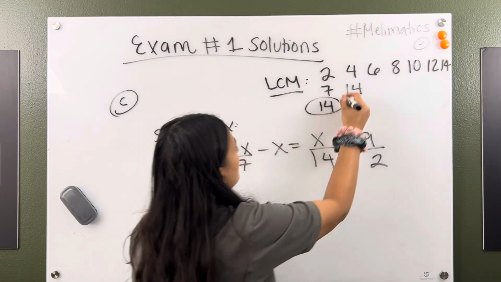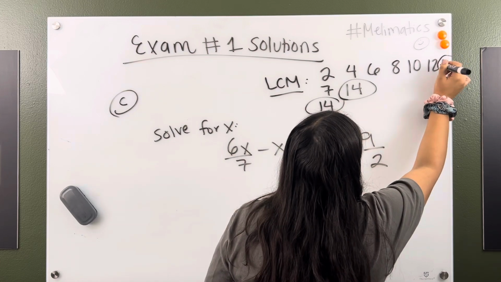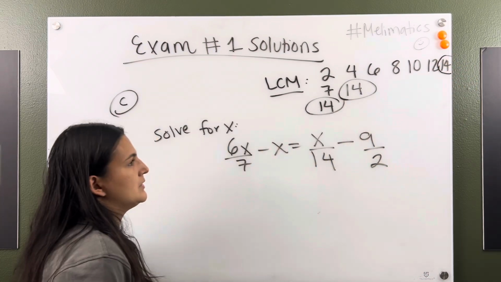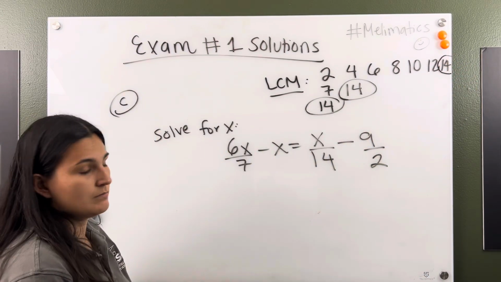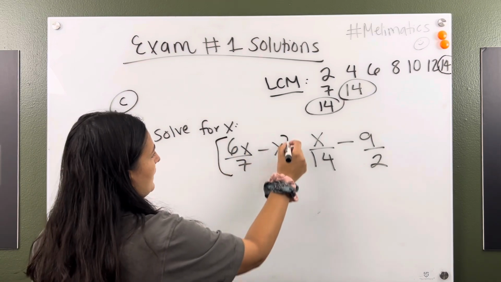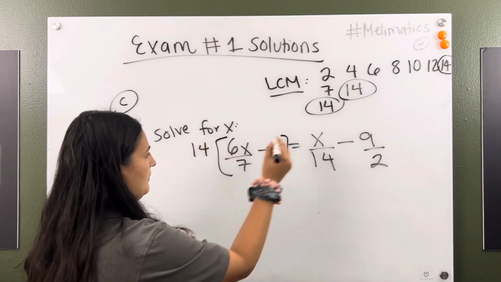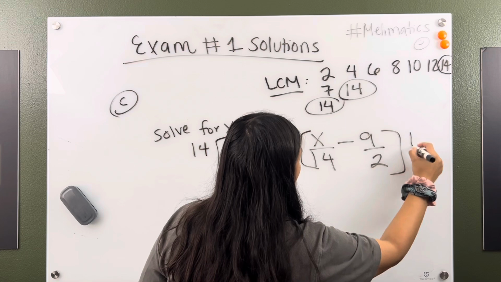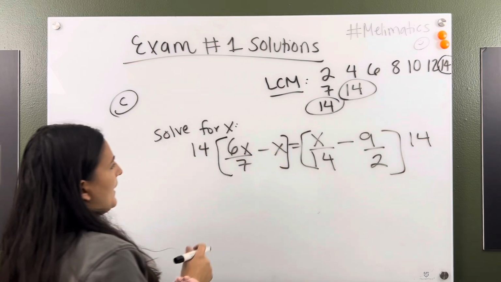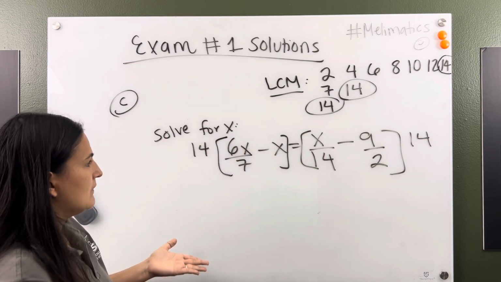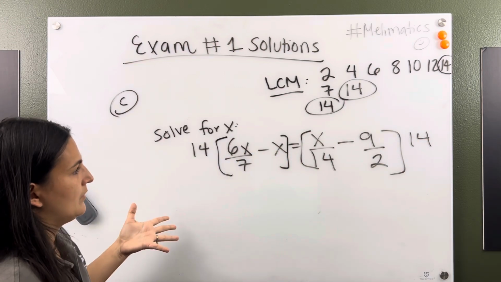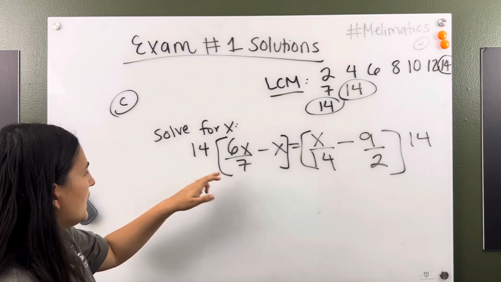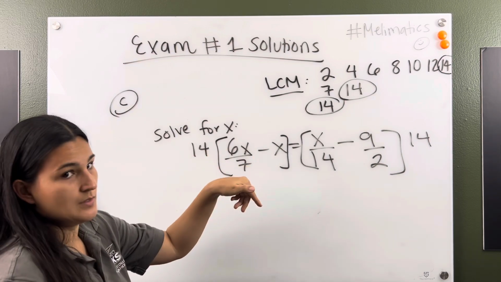Right, so 14 is the smallest number that they all have in common in the timetables of 2, 7, and 14. That means that if I multiply everything, not just one term or two terms, but all the terms by 14, then this is going to divide evenly and nicely, and I'm going to be able to solve for x. Okay, so think about it here. This 14 is being distributed, so be careful.